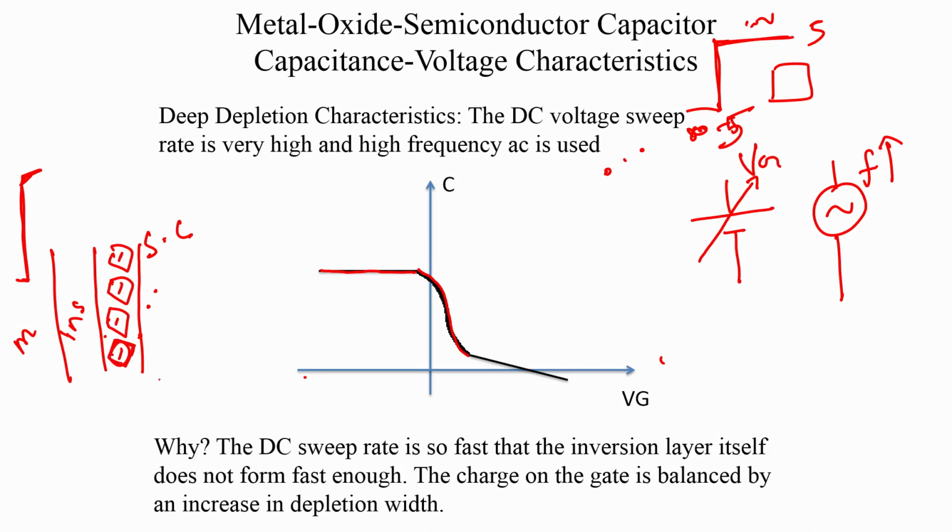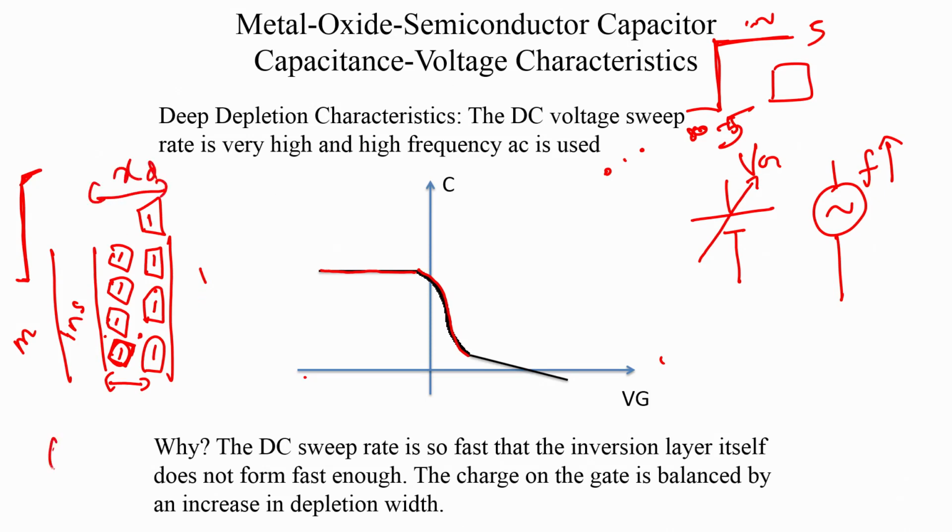Normally, when the DC rate was slow, beyond this width the inversion layer would have formed, and after that it would have been the electrons that were responding to the applied gate voltage. But now the electrons have not formed, and therefore, the only way the excess charge in the gate is compensated is by increasing the depletion width. So, the depletion width continues to increase as though it is still in depletion mode. Okay. And therefore, the depletion capacitance becomes smaller and smaller because XD is increasing.